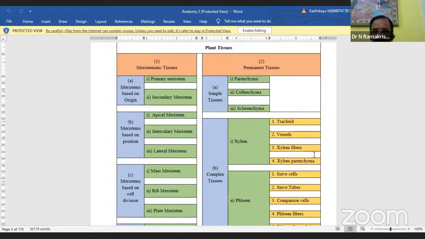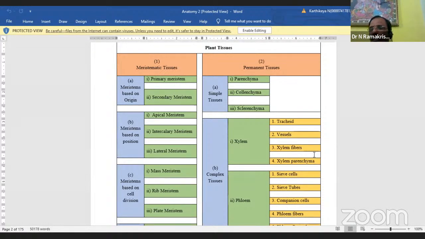Next, similar to the xylem, the phloem also develops from two sources. Where does the phloem come from? It comes from the vascular cambium. Cambium means meristematic tissue. The vascular cambium gives rise to both xylem and phloem. Primary phloem originates from the procambium. Procambium means the first, primitive one.